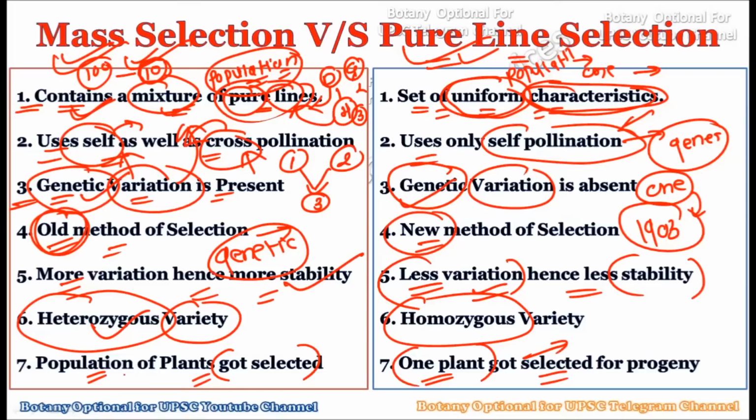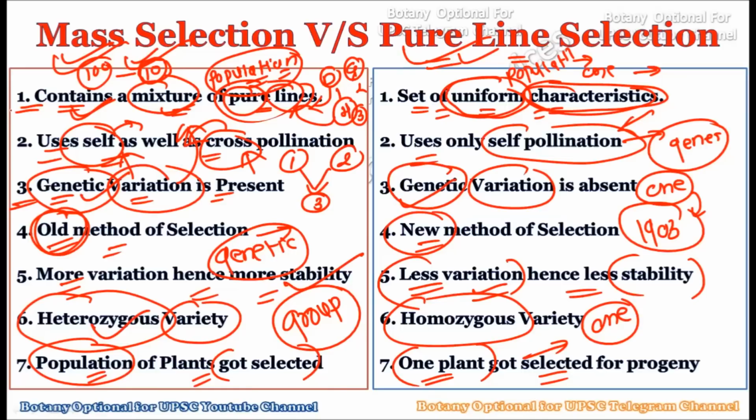Okay, so when we select plants for mass selection, we tend to select a group of plants which show superiority in different characteristics, while in pure line selection, we select only one plant which shows one or two superior characters, and we want to conserve those particular characters within that plant. Hence we go for self pollination.